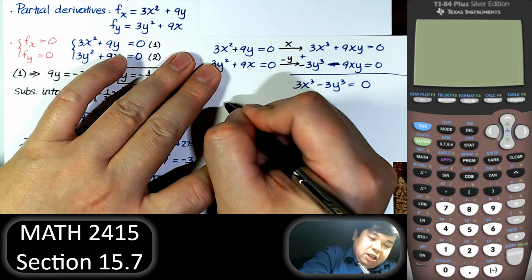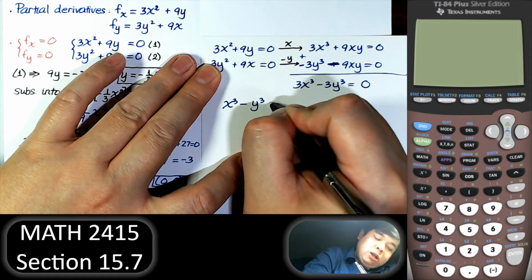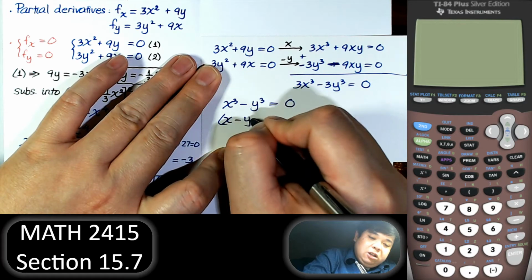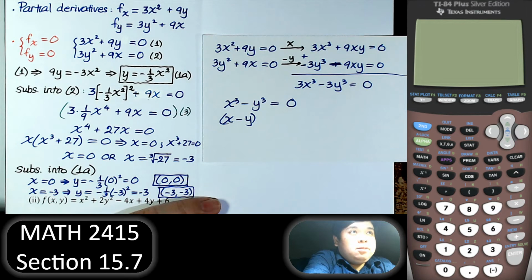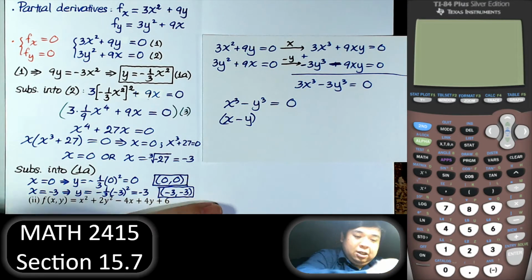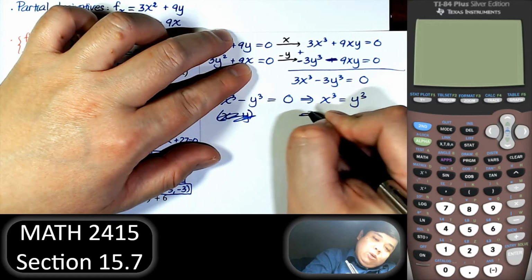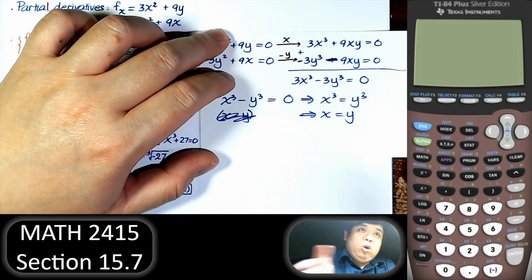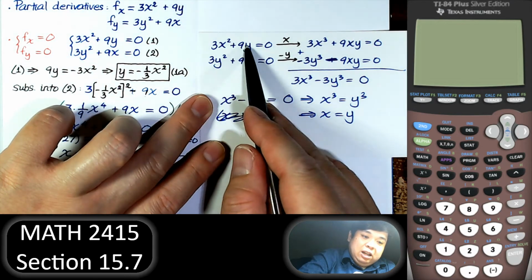So dividing everything by 3, we have x cubed minus y cubed equal to 0. Factor it out, we have x minus y times the other factor. So x equal to y. We can say x cubed equal to y cubed. There are some imaginary solutions, but we're not worried about that. Take the cube root on both sides, we have x equal to y. Now if x equal to y, the rest is easy. We just put in x equal to y.